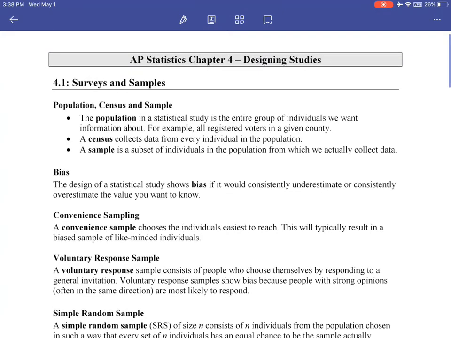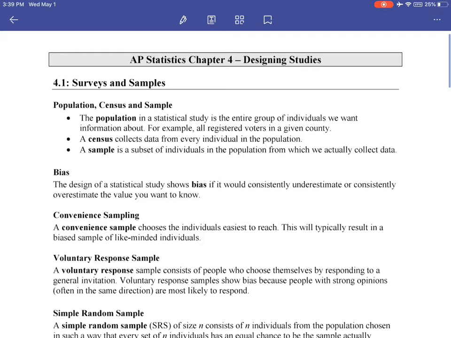So first we're going to talk about surveys and samples. All right, so remember, anytime we're taking a sample, we want our sample to model the population. The population is what we're trying to get a statistic for, what we're trying to find data for. So for example, if I wanted to see the percent of Cane Ridge students wearing t-shirts today, I would take a sample of 50 people. So that would be our sample. But the population is everybody at Cane Ridge.